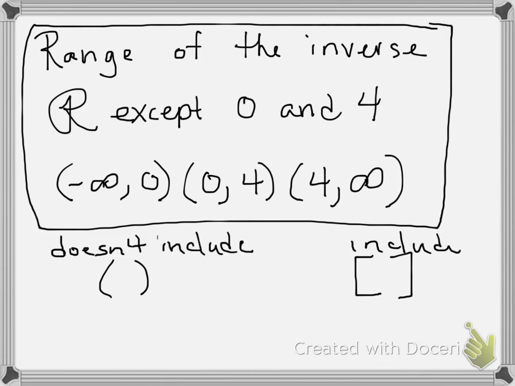And around the infinities, the negative infinity and positive infinity, we always use the parentheses because they extend on and on forever.